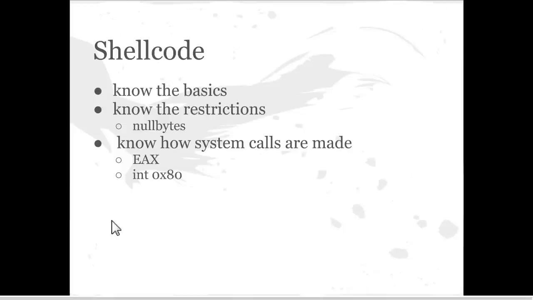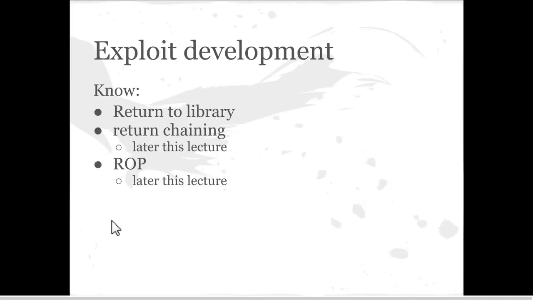So what do you need to know for shellcode? You need to know the basics. You need to know how system calls are made, what EAX is used for, what the rest of the registers are used for, and basically int 0x80. Then you need to know basically restrictions. You need to know null bytes. Probably going to see a question on that on the midterm. Then for exploit development, you definitely need to know return-to-library techniques. And then the latter two things, return-to-library and ROP, I'm going to cover at the end of this lecture.